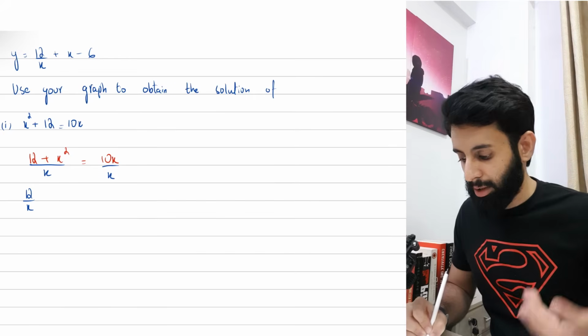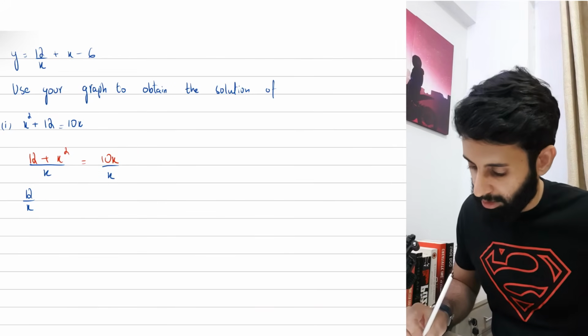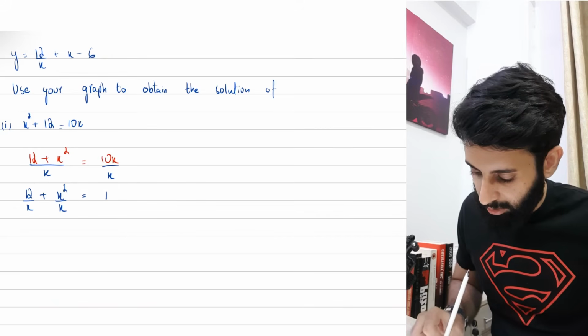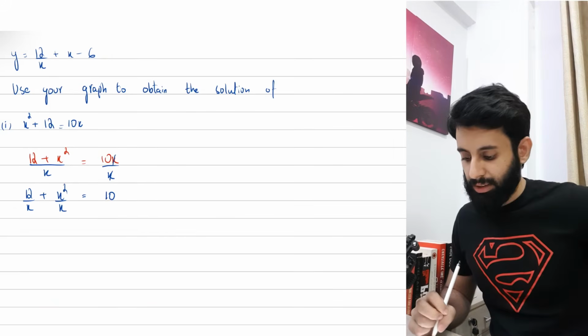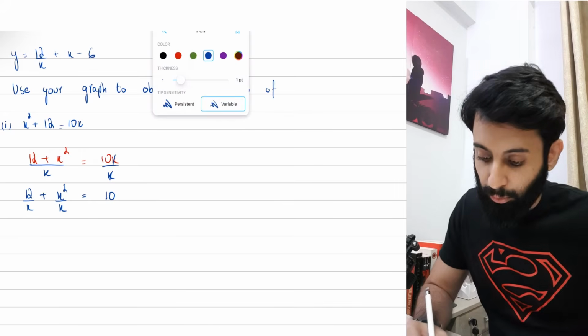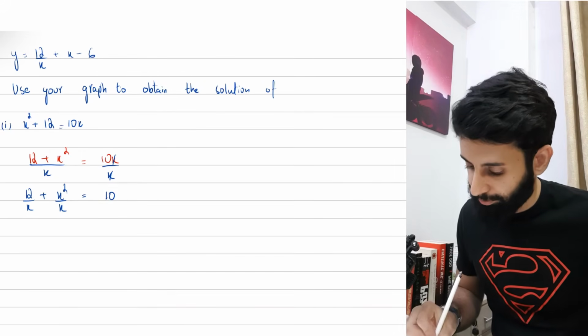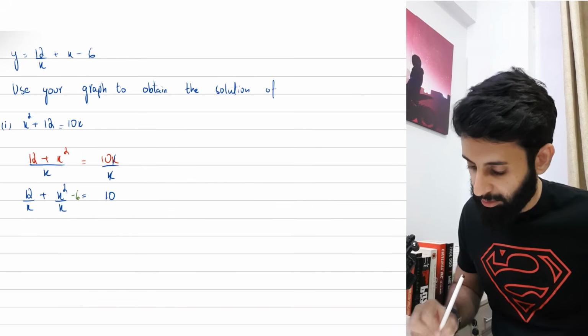Okay, it's a common denominator of 12 plus x squared, so that means I can write it separately also. So 12 upon x plus x squared upon x equals to 10x upon x. Now the two x's get cancelled out. Now this is now very close to the equation of the curve. It's not equal to the equation of the curve, but it's very close to. So what's missing? The missing piece of the puzzle is the minus 6.